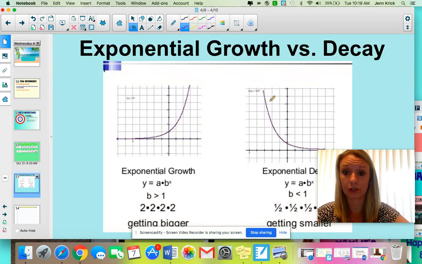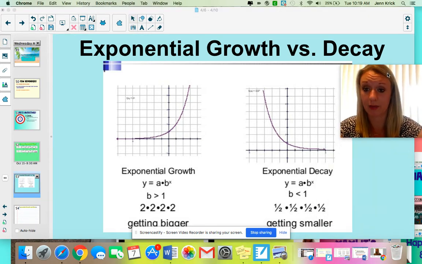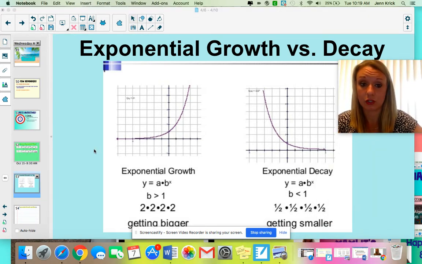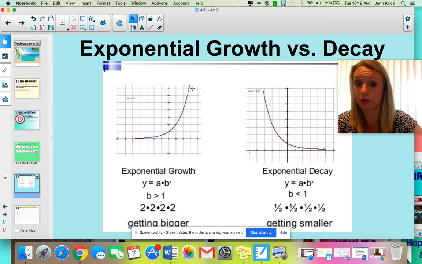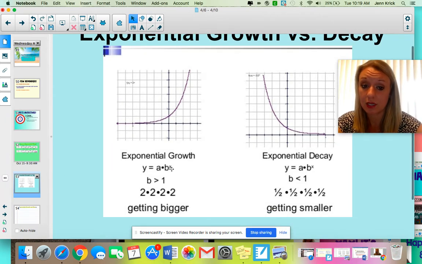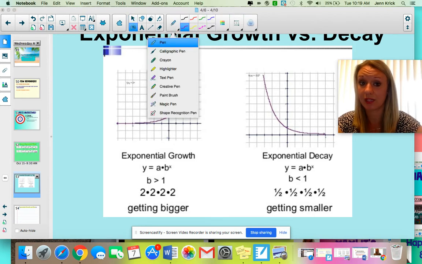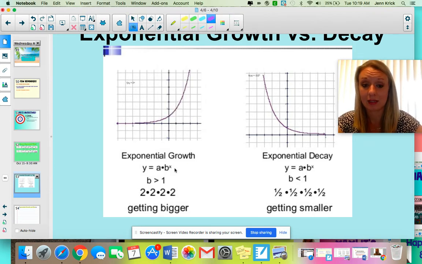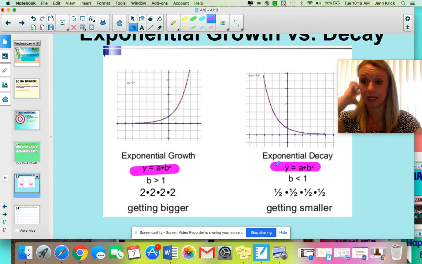All right, so when we're talking about growth versus decay, this is really what we're talking about. Obviously, you can probably tell that a graph like this would be growing, whereas a graph like this has an exponential decay. It's getting smaller as your x values increase. But notice that the equations for exponential growth and decay are still in the same format that we learned yesterday. It's still y equals a times b to the x. We've learned that, we've internalized that.